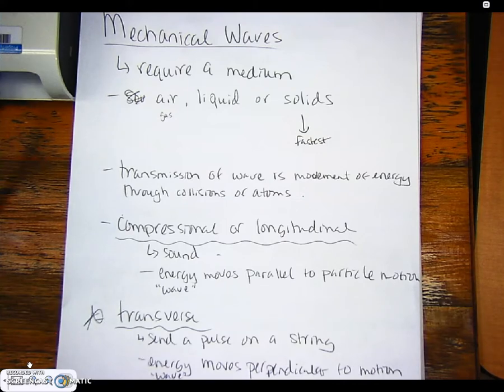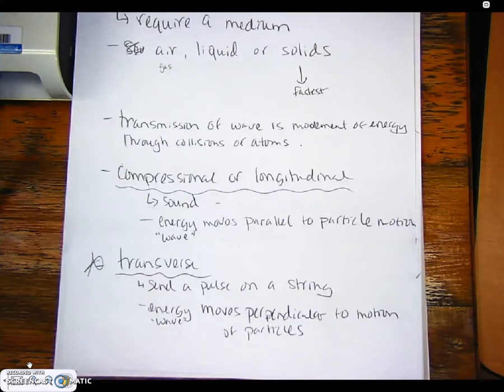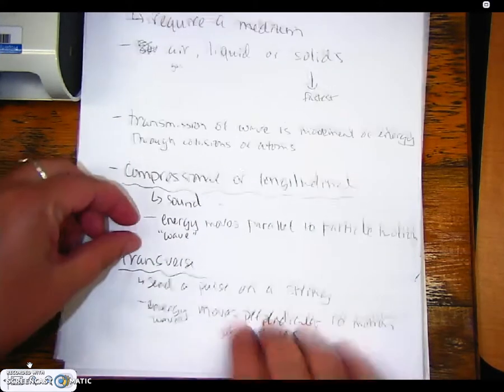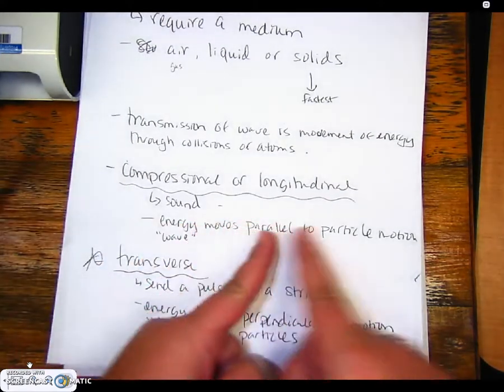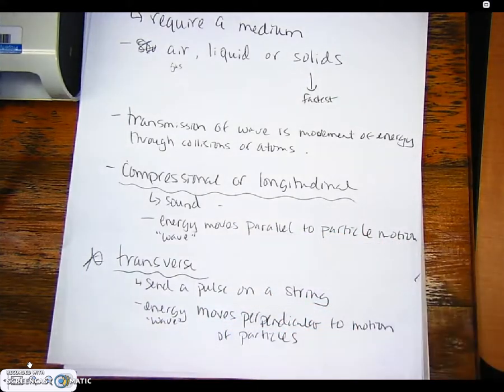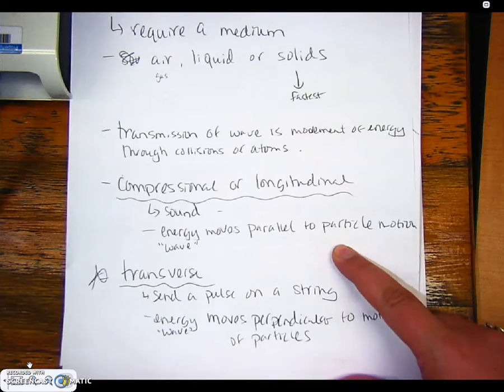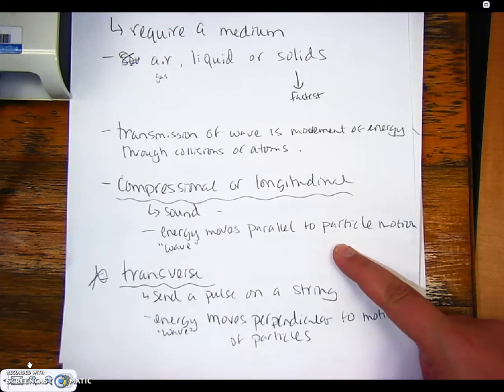We have compressional and transverse waves. Compressional, also known as longitudinal waves, are where the energy or the wave movement is parallel to the actual motion of the particles. So if I were to send a pulse down a slinky and push it straight this way, the slinky particles would bounce off of each other and move in that direction and transmit the compression from one end of the slinky to the other, but the particles of the slinky would be moving parallel, or in the same direction, as the wave travel.